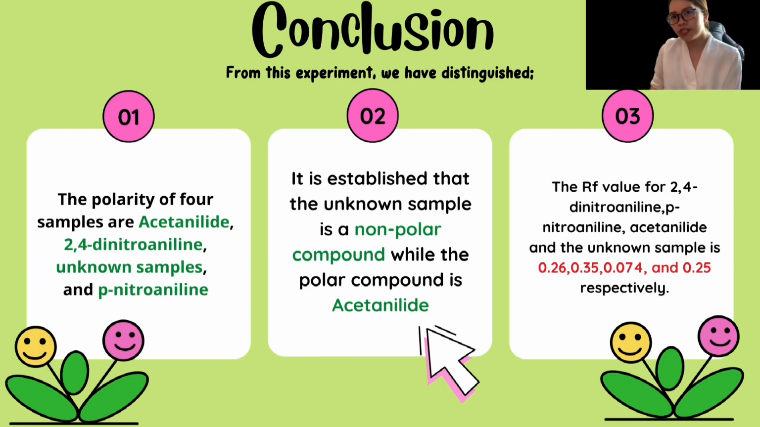So, the conclusion for this experiment is, from this experiment we have distinguished the polarity of the four samples that have been used. It is established that the unknown sample is a non-polar compound, while the polar compound is acetanilide. And the last one is the RF value of these four samples. It has been made clear in the result.